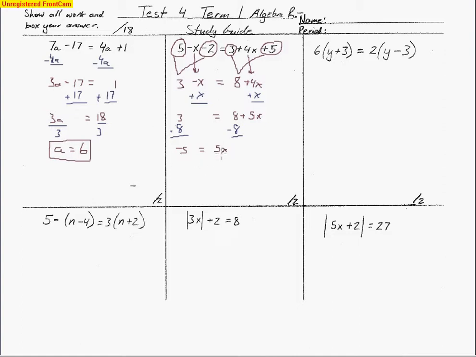So from this point, I'm going to divide by the 5, and that gives me a negative 1 as the value of x.